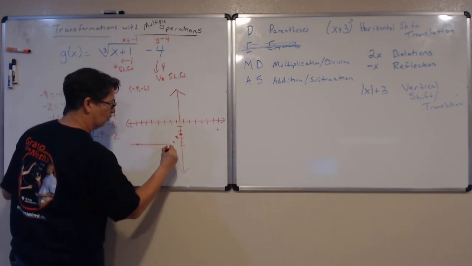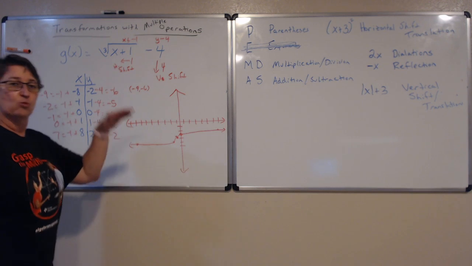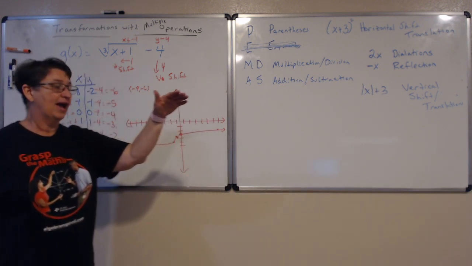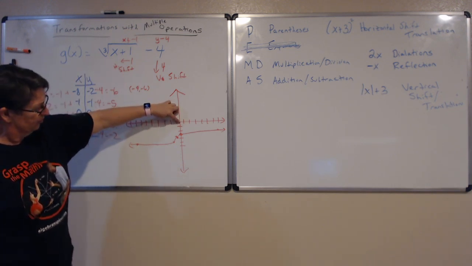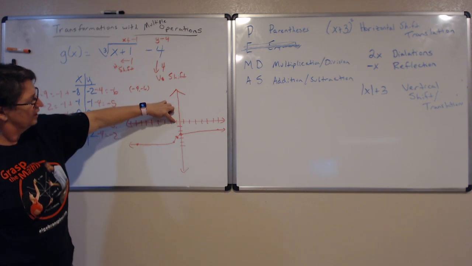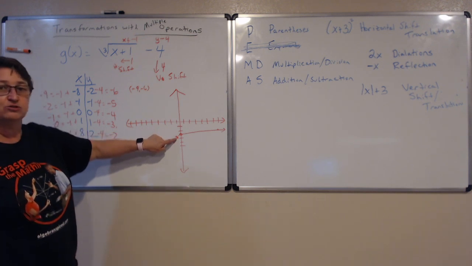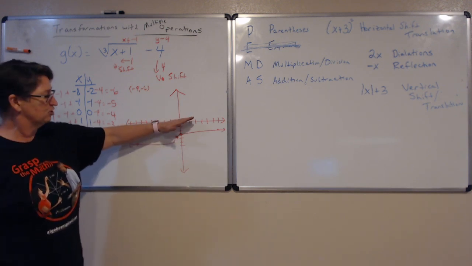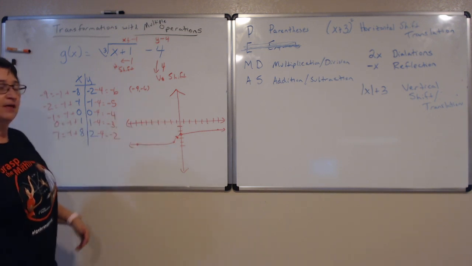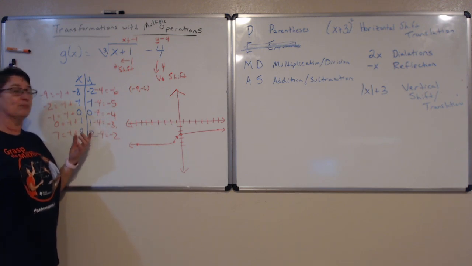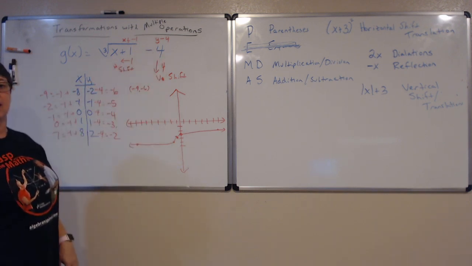Notice it still has my walk like an Egyptian shape. There's that walk like an Egyptian shape. And then it moved to the left one. So it started here, moved to the left one, and then went down 4. 1, 2, 3, 4. Oh, sure enough it did. It just took that parent and shifted it over 1 and down 4. And we can algebraically just do it by adding that opposite and subtracting down off the y's.